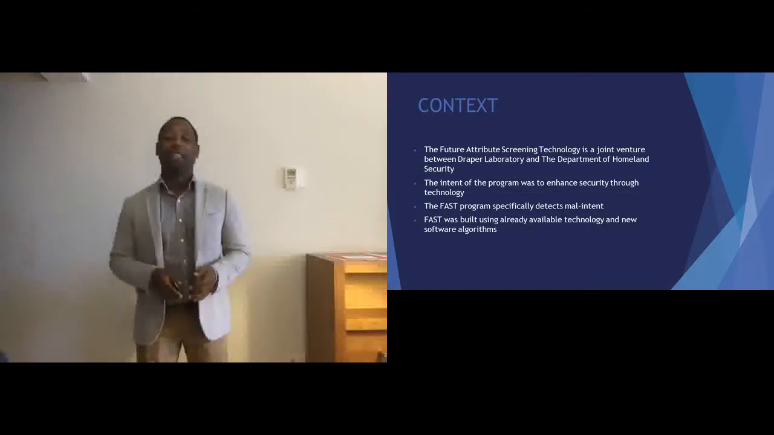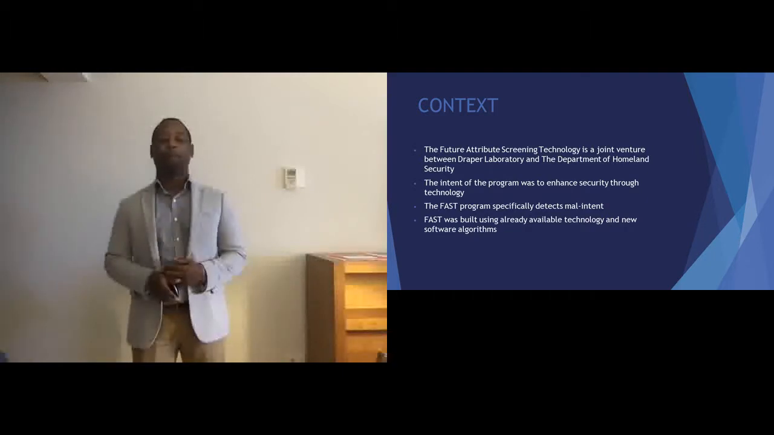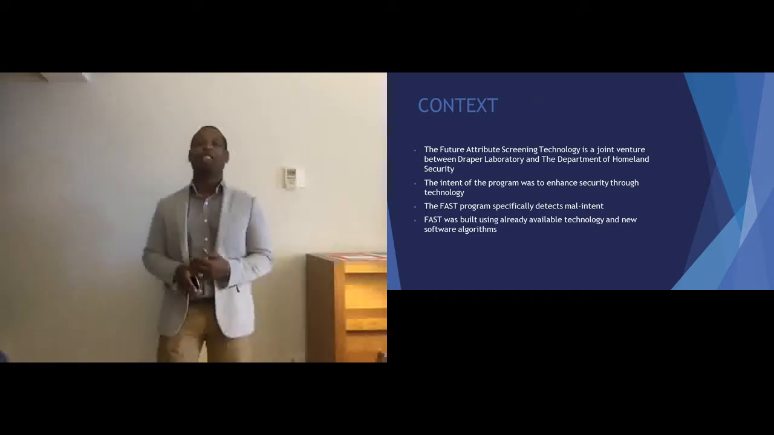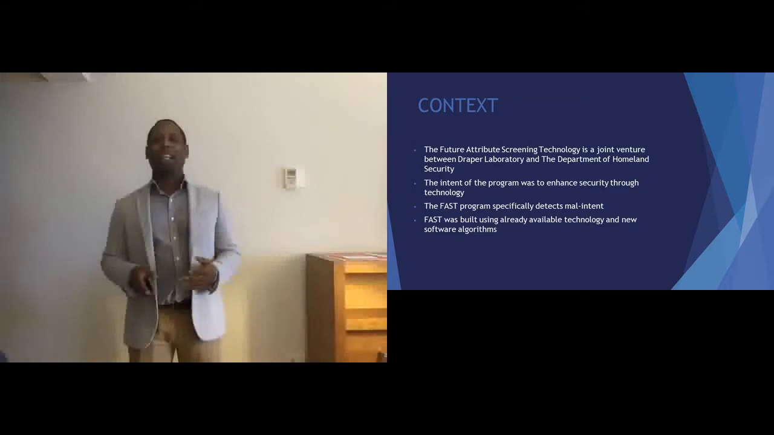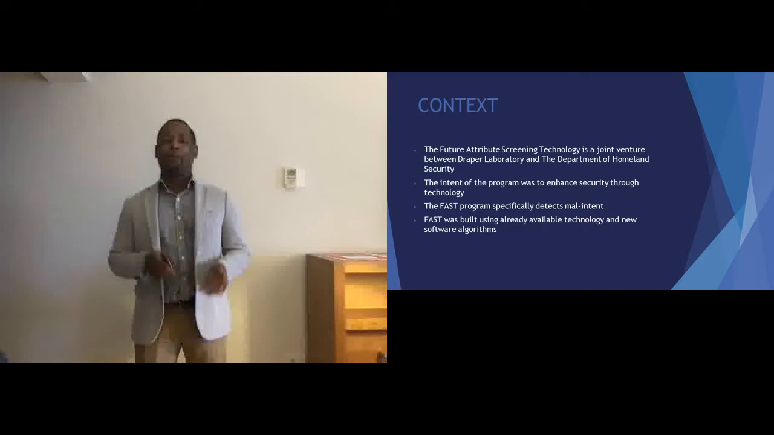For the context, the Future Attribute Screening Technology is a joint venture between Draper Laboratory and the Department of Homeland Security. The intent of the program was to enhance security through technology, but not like we've seen in screening areas now, where you may have body scanners or simple x-rays, or maybe even a swab to detect bomb material. The FAST program was specifically designed to detect malintent.